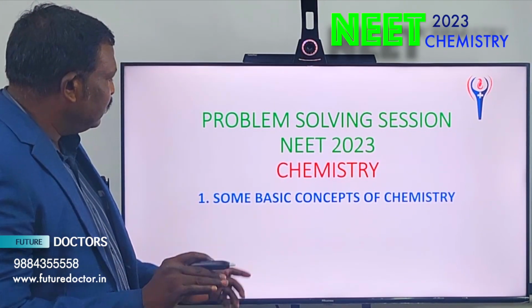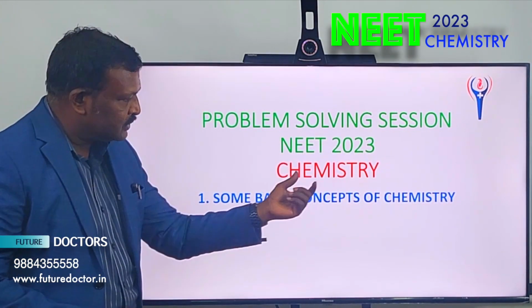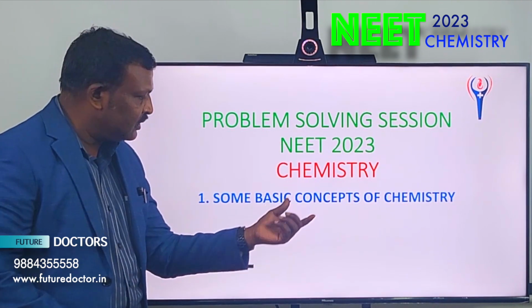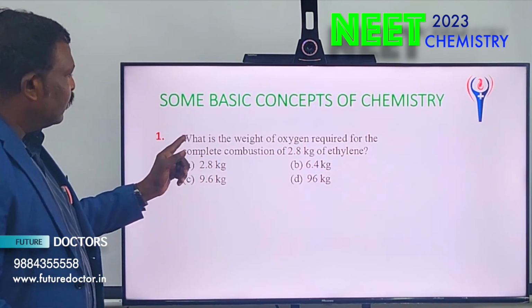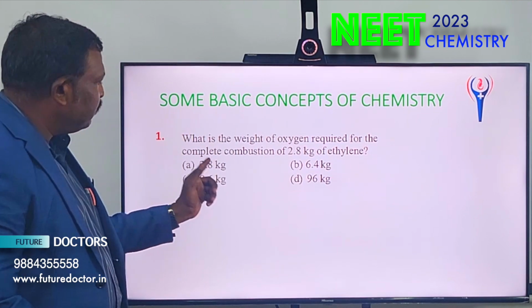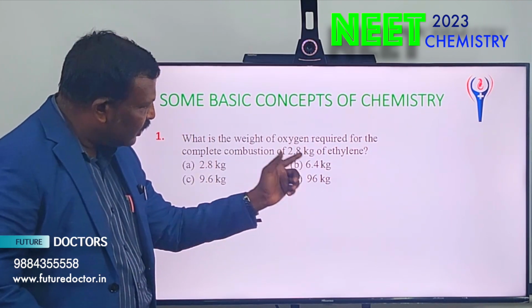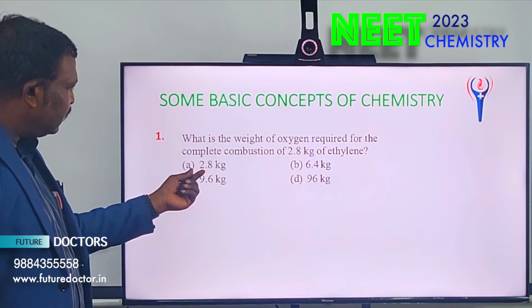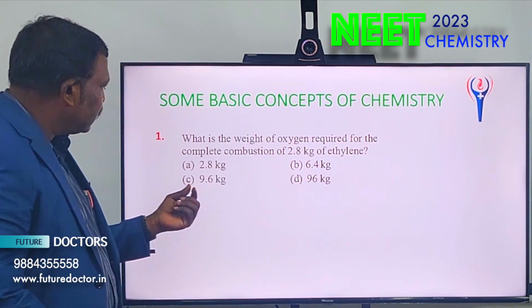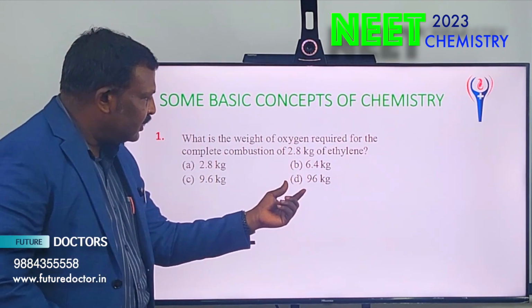Today I am going to give 7 problems in some basic concepts of chemistry. This is the first lesson in 11th standard. Now let us see the first sum. What is the weight of oxygen required for the complete combustion of 2.8 gram or kilogram of ethylene? Option A 2.8 kilogram, option B 6.4 kilogram, option C 9.6 kilogram, option D 96 kilogram.